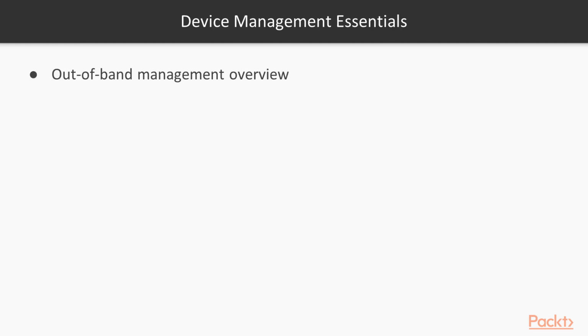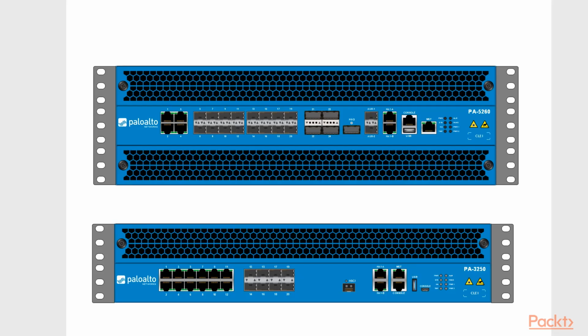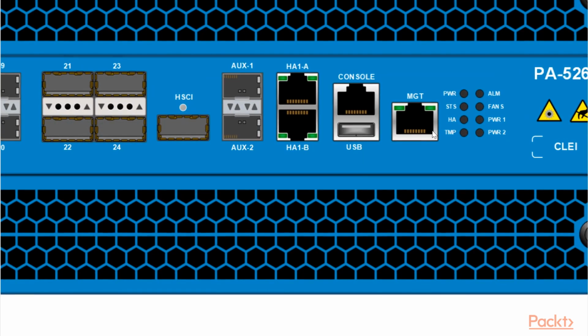Okay, so let's take a look at that out-of-band management interface and let's see where the actual location is going to be on most Palo Alto firewalls. Okay, so you're currently looking at two Palo Alto front panels. We've got a PA5260 and we also have a PA3250 down below here. And I want to show you where that management interface is currently located. If we take a closer look at the PA5260, you're going to see a dedicated MGT. That's your management interface. On all Palo Altos, you're going to get a dedicated management interface.